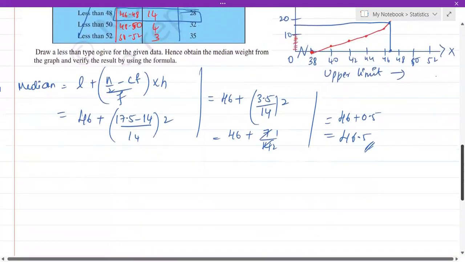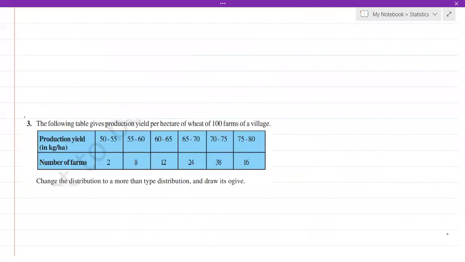So let's get into the next question, which is the final question. Here we have to change the distribution to a more than type and draw its ogive. Now remember, whenever it is more than type, we have to be very, very careful. I'll tell you why. Now let's reconstruct the table here. More than type. And directly let's find CF itself. Usually we won't write F. We directly write CF.